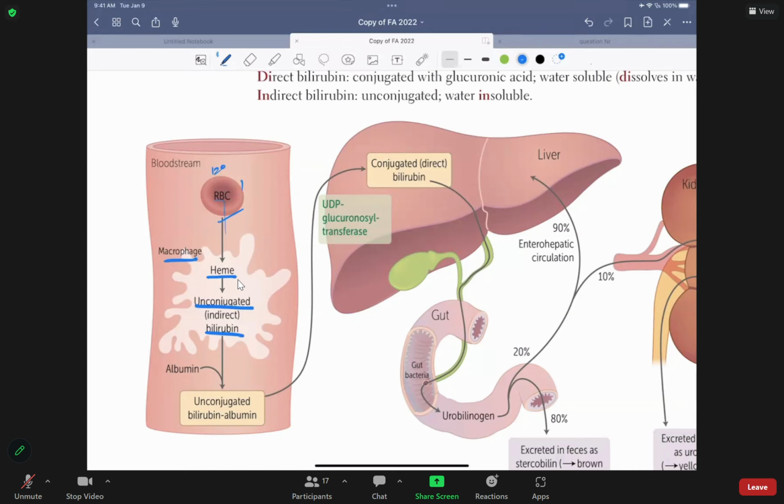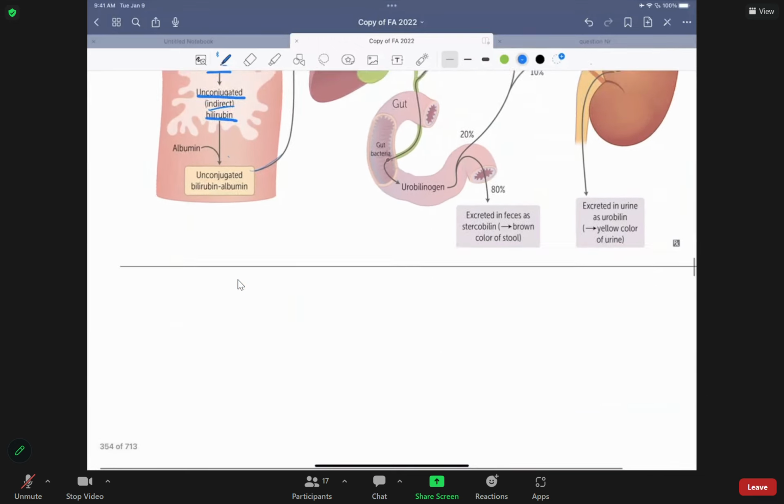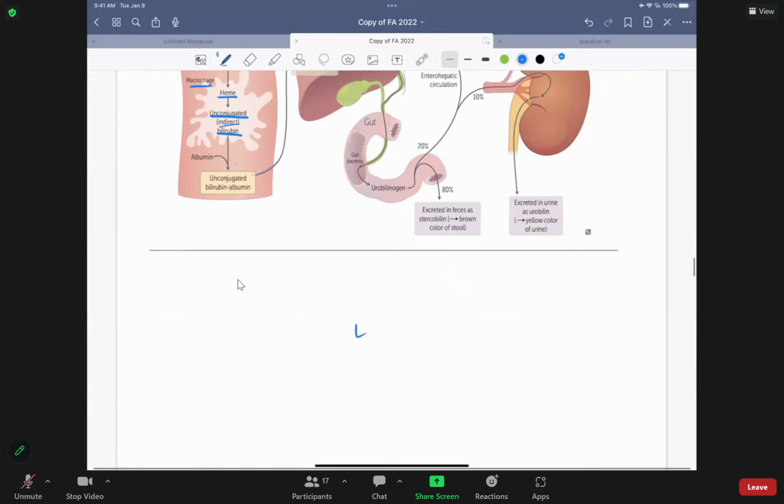Then from there, they go to the liver. Liver has an important enzyme we call UDP glucuronosyltransferase. What they do, they conjugate it. Once they conjugate, we call that direct bilirubin. Unconjugated, indirect; conjugated, direct. And from there, they go to the bile, right? Now, just to kind of keep, right? So I put this word, liver.